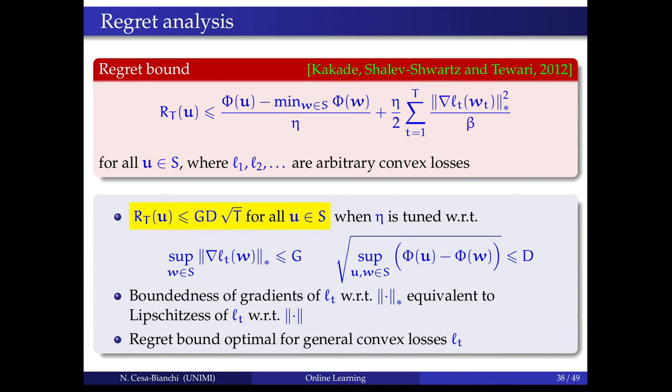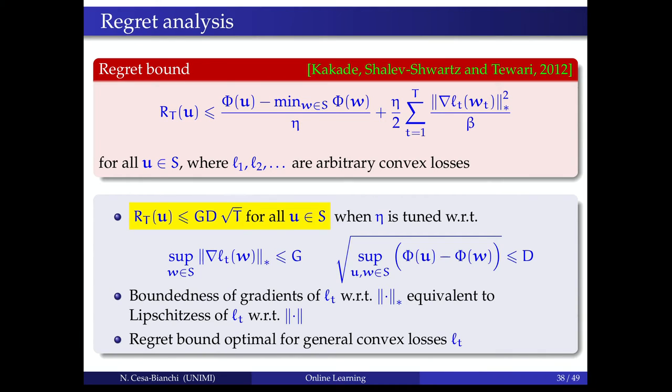And this term will contain the strong convexity parameter of the regularizer and the norm of the gradients, actually the dual norm with respect to the norm with respect to which, sorry, phi is strongly convex. So this is something that you would like to bound to get a constant bound on in order to get at the end a meaningful regret.